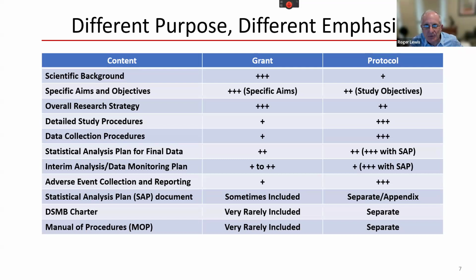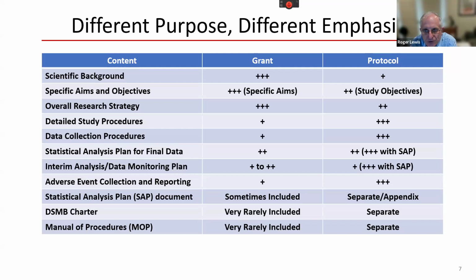For specific aims, we'll talk a bit about it. There's a set of specific aims, incredibly important in a grant. And in fact, the structure of the data collection and data analysis needs to be tightly tied to the structure of the specific aims. A protocol has something called study objectives, which are often much more operational, but they will include some specific statements about what hypotheses the clinical trial is intended to demonstrate or disprove.